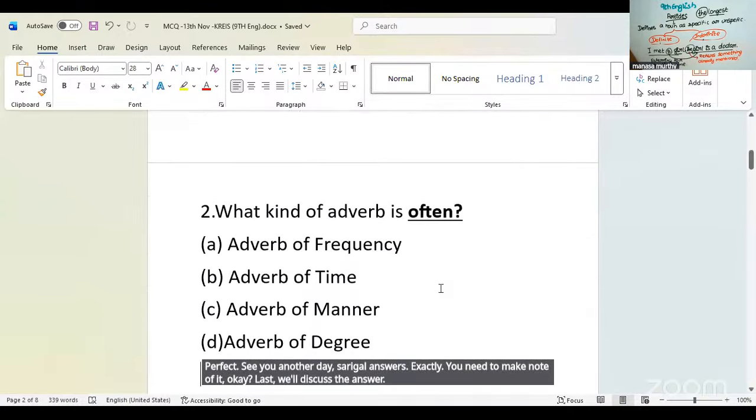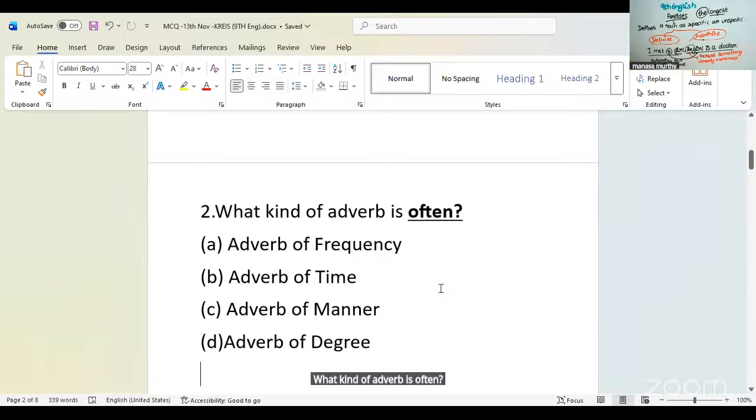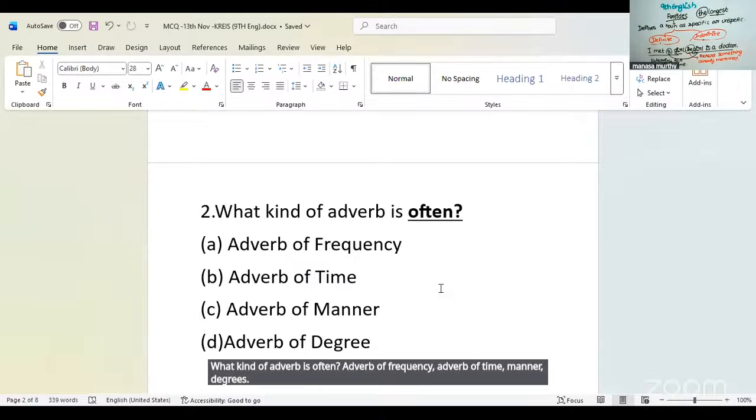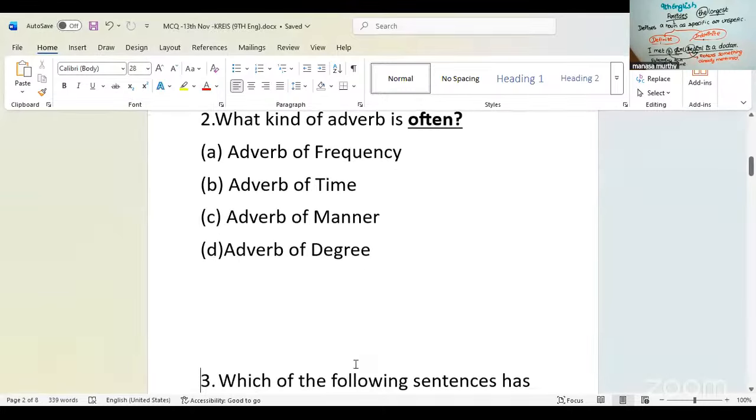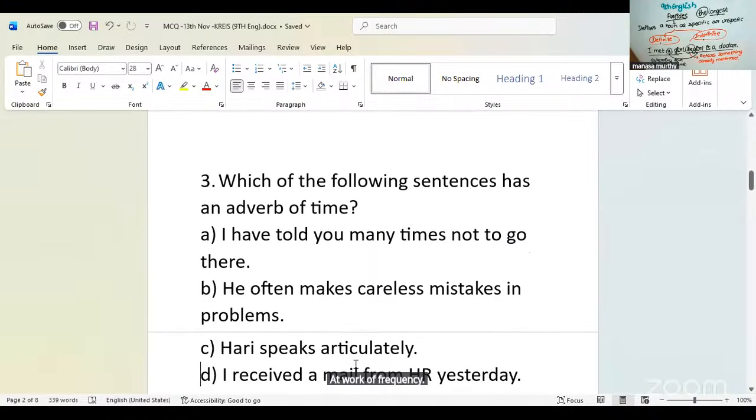What kind of adverb is often? Adverb of frequency, adverb of time, manner, degree. What kind of adverb is often? Often means how many times a task happens. How often? Adverb of frequency. This is the right answer.